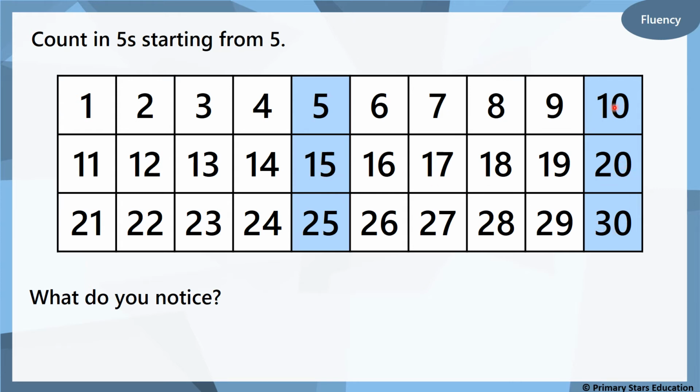What are these ones on the right counting up in? They are the tens, aren't they? 10, 20, 30. So the tens times table is in the 5 times table, isn't it? We say a 5 and then we say the 10. 15, 20, 25, 30.